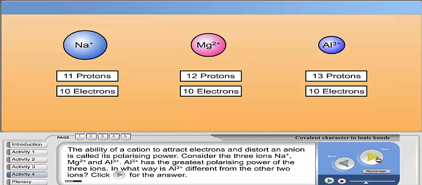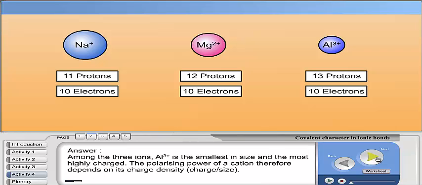Consider the three ions Na+, Mg2+, and Al3+. Al3+ has the greatest polarizing power of the three ions. In what way is Al3+ different from the other two ions? Click Next for the answer. Answer. Among the three ions, Al3+ is the smallest in size and the most highly charged. The polarizing power of a cation, therefore, depends on its charge density, charge over size.